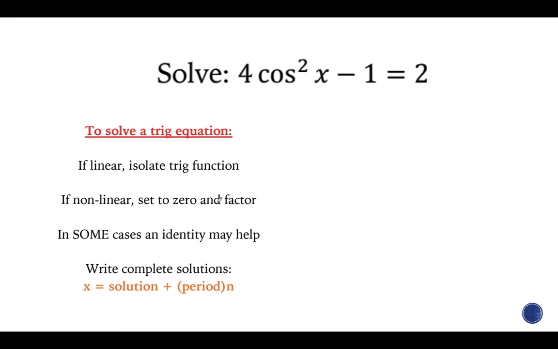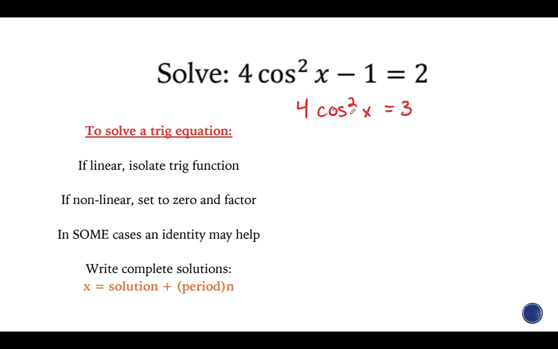Now, some of these other problems that are nonlinear and using the identity, we're going to see those on Monday. Or excuse me, on Tuesday when we gather back together. All right, but again, let's just treat this. I'm going to isolate my trig function. So the first thing I'm going to do is add 1 to both sides. So that's going to give me 4 cosine squared theta, or x, equals 3, right? Adding 1 to the other side, okay?